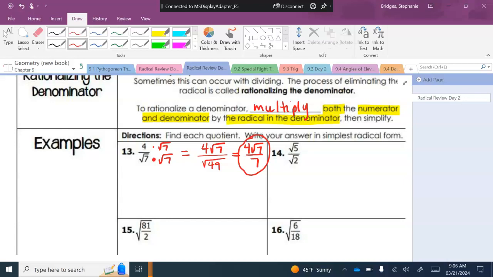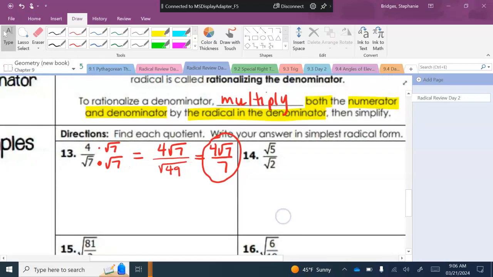We're going to do the same thing for number 14. Just kidding. Ready? What am I going to multiply the top and the bottom by here? The square root of what? Bottom one. 2. Okay. The goal is we cannot have a radical in the bottom of a fraction. So therefore, we're going to have to multiply the top and the bottom by the square root of whatever is in the denominator of the fraction.